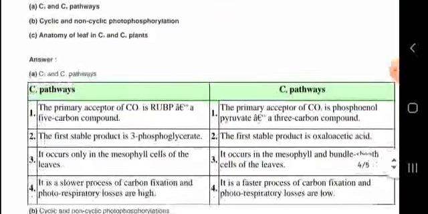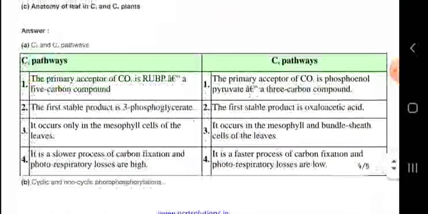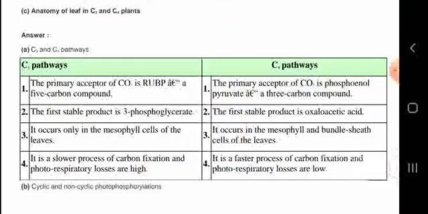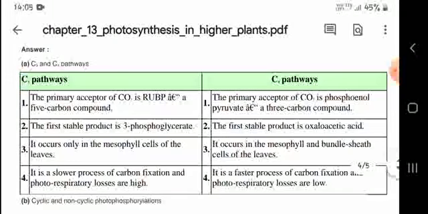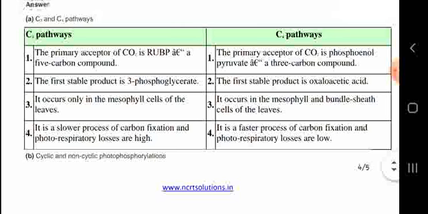Next, let us see what the C3 and C4 pathways are. In C3, the primary acceptor of CO2 is RuBP, and the first stable product is 3-phosphoglycerate. In C4, the primary acceptor of CO2 is phosphoenolpyruvate, and the first stable product is oxaloacetic acid.